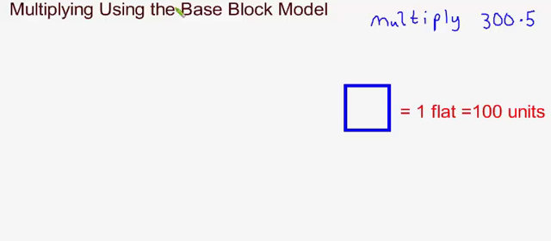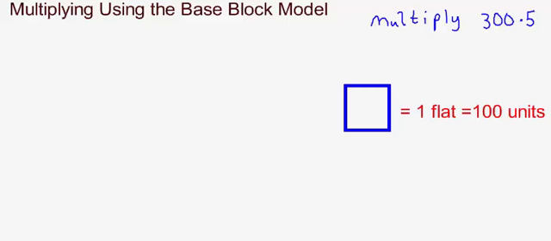In this video, I'd like to use a base block model to multiply 300 times 5. You have a choice of making 300 copies of 5, or you can make 5 copies of 300. I don't think you want to watch a video where I make 300 copies of 5, so instead I will make 5 copies of 300.